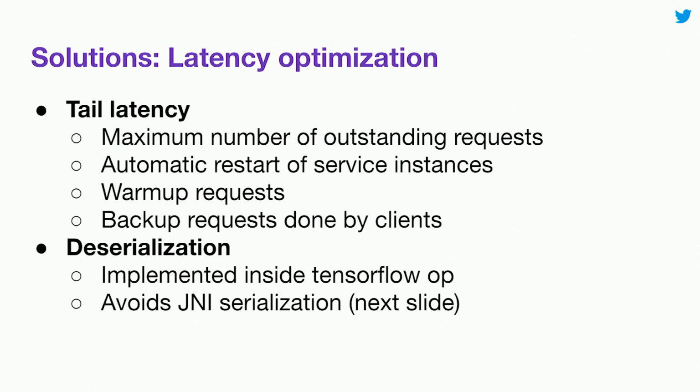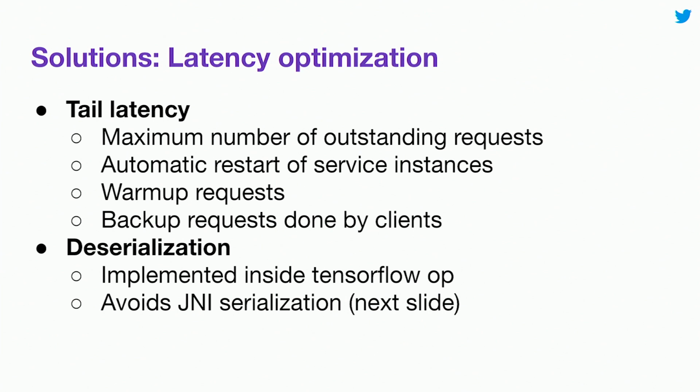The other one is automatic restart. When just one instance is slowing down, that's enough to get our service out of SLO because of the tight SLOs we have. So we have ways of automatically shutting down those slow instances. I'll talk about that more in the last slide.